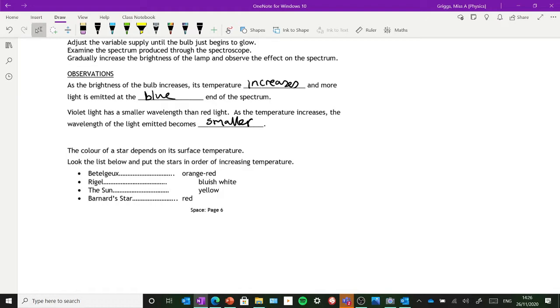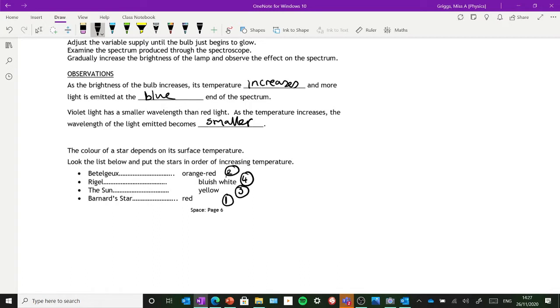And look at the list below and put it in order of increasing temperature. So order of increasing temperature is order of colour. The lowest is Barnard's star, the red one. So that's your lowest temperature. Then it's the orange-red one. Then it's the yellow one. And then it's the bluish-white one. That's the hottest one.